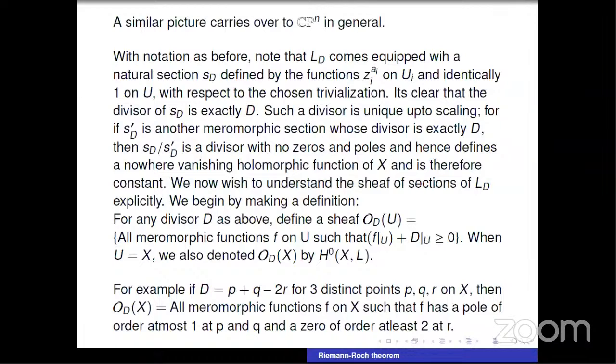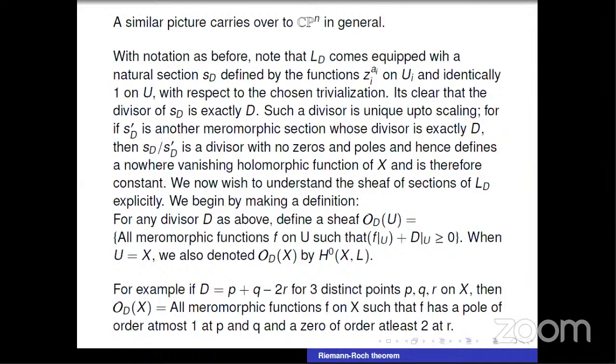And now if V is a smaller open set contained in U, you can restrict the holomorphic function on U to a holomorphic function on V. So there is this restriction map from the group defined on U to the group defined on V. So this kind of thing is basically a sheaf, roughly speaking. There are some more conditions.